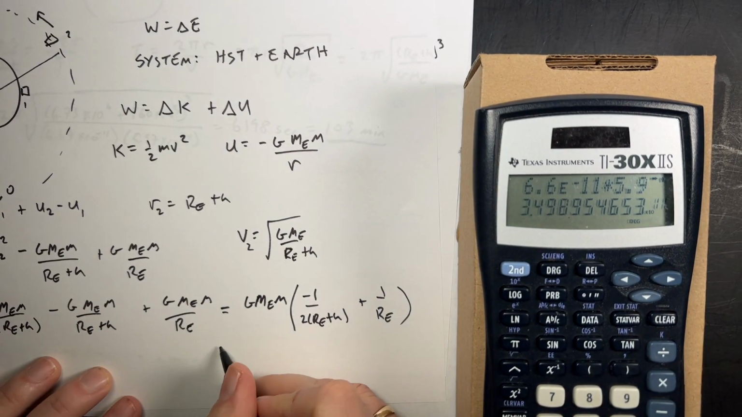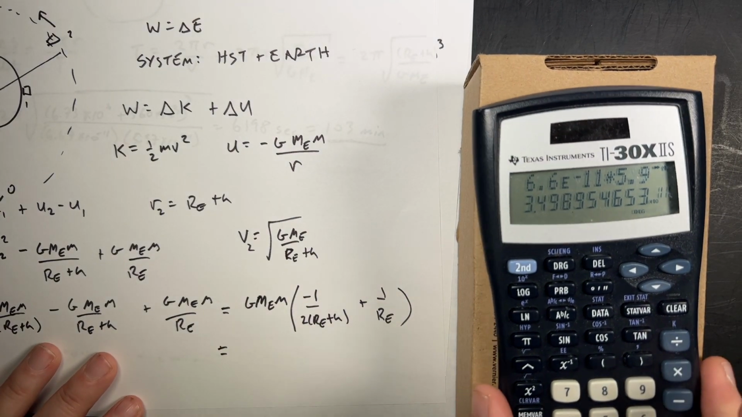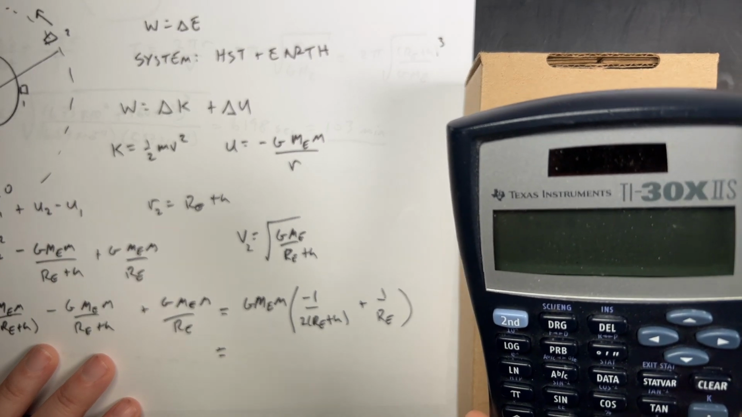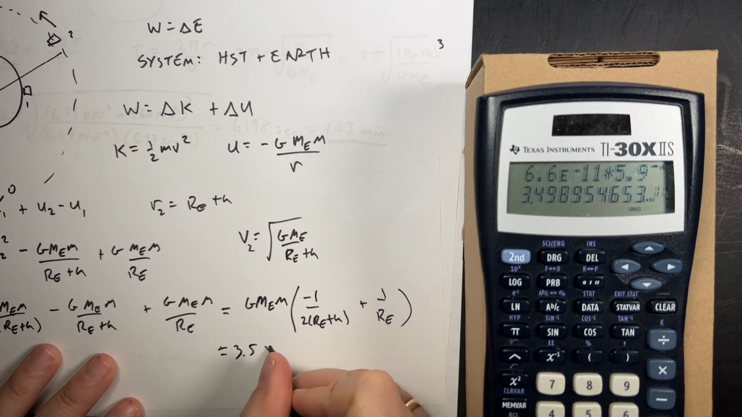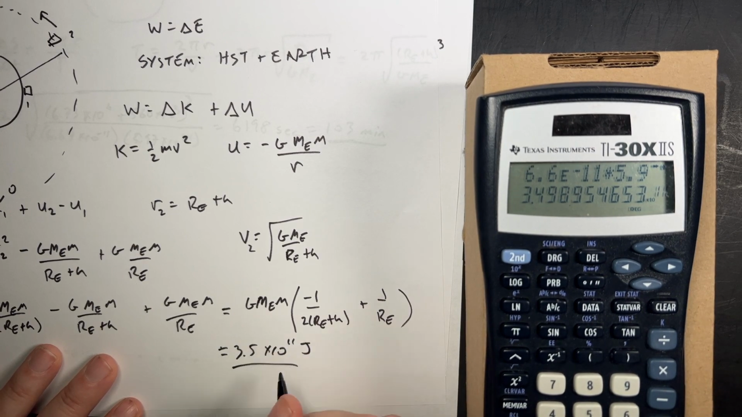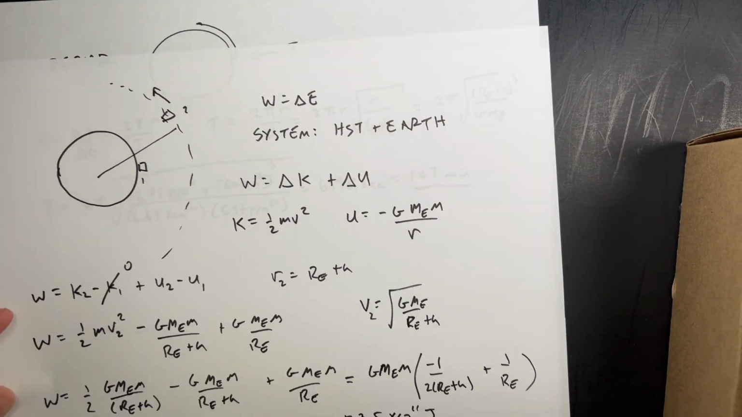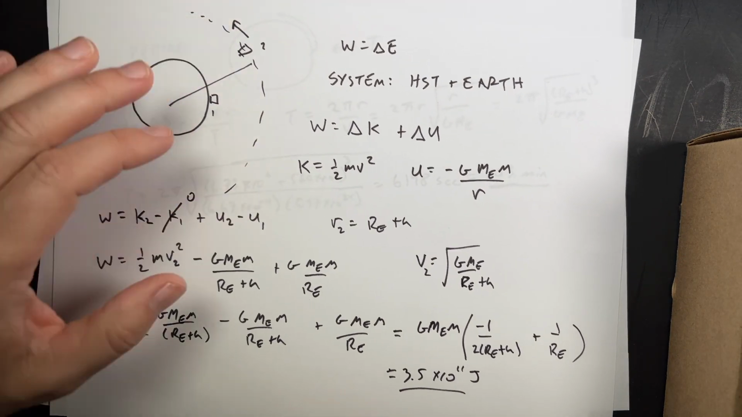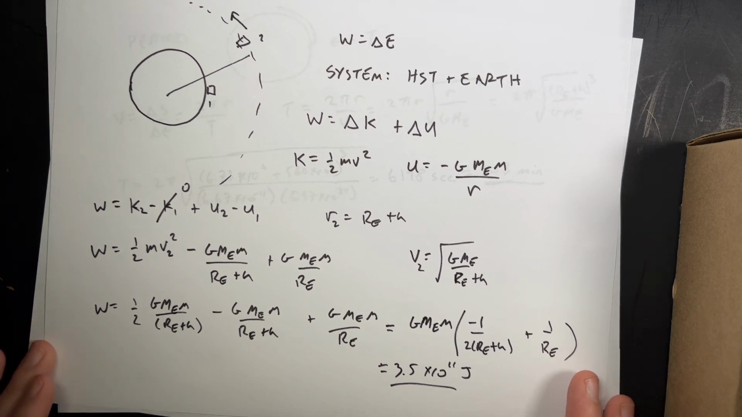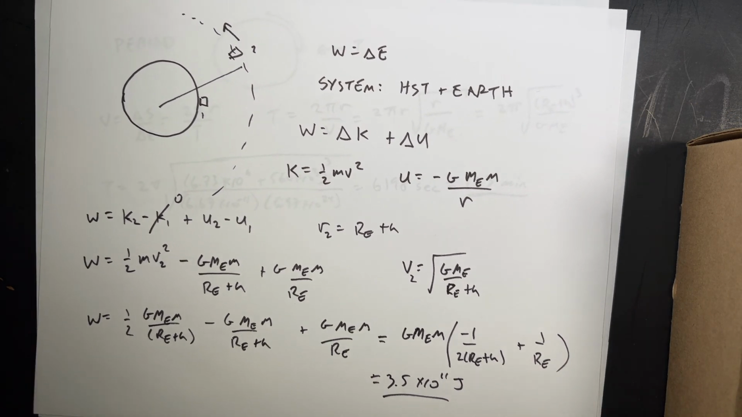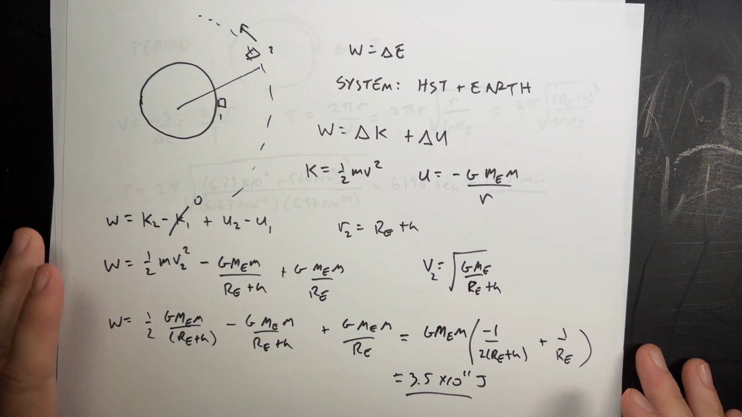So this says the work done is 3.5 times 10 to the 11th joules. Okay, so that's the answer to that question. Now, this leads to the second question, which I will not answer right now. I will answer later.